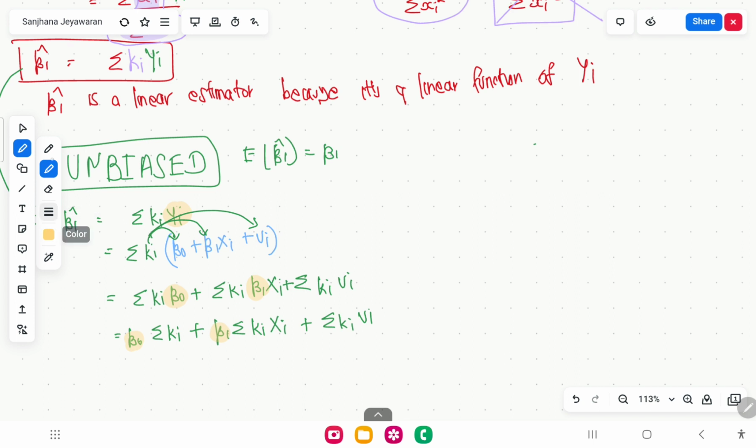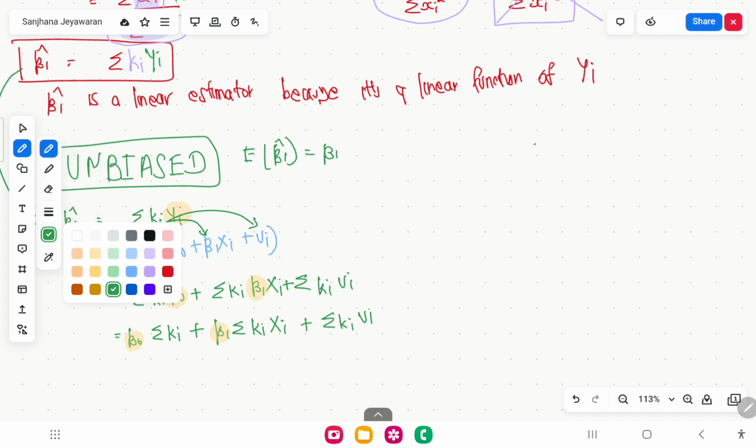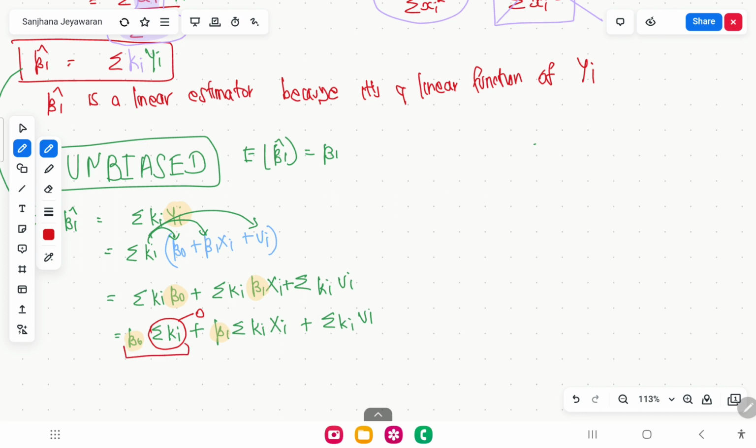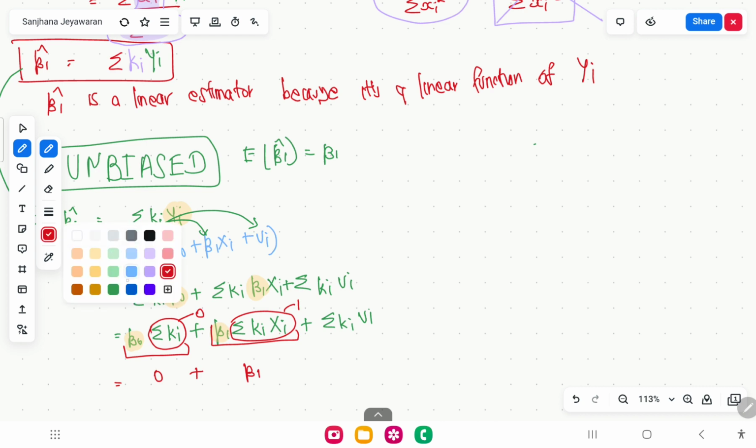Now I'm going to prove that sigma ki, that is this part, is equal to 0. Because of that, this entire thing becomes 0. And I'm also going to prove that this part is equal to 1. So because of that, beta 1 into 1 is beta 1. Right? Let's see how we get that. Let me write or completely finish this. Sigma ki ui. Okay. Let's see how we get this.